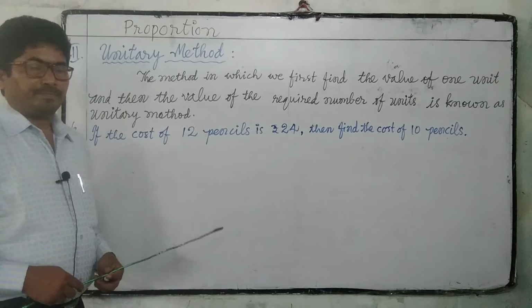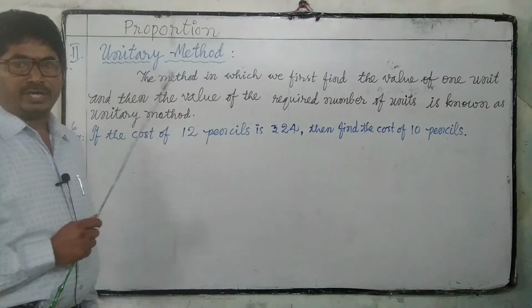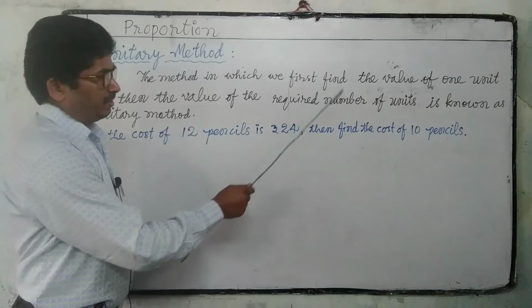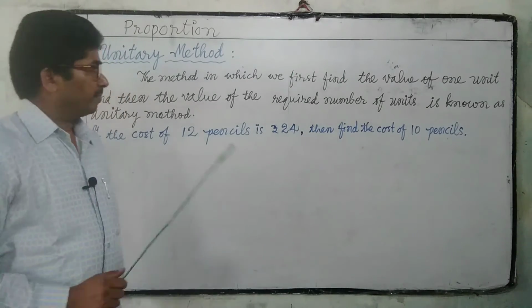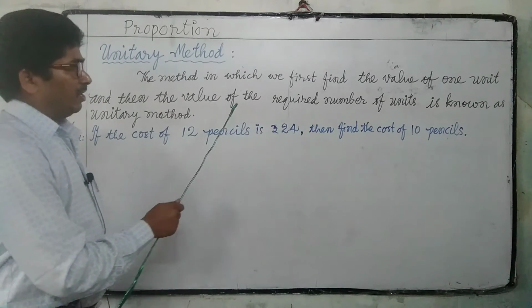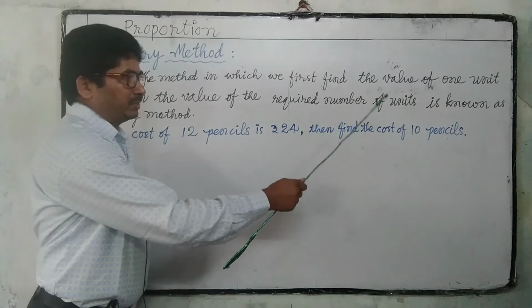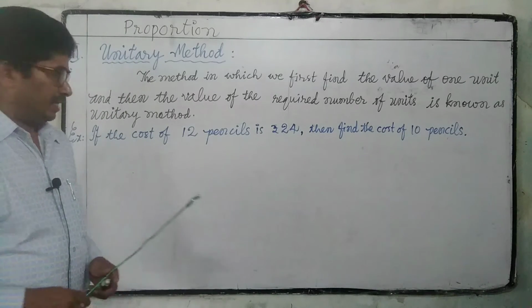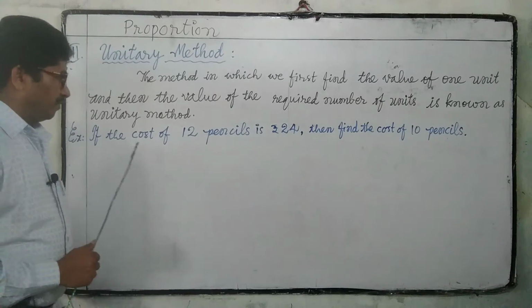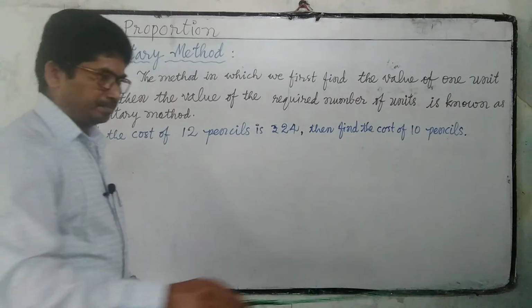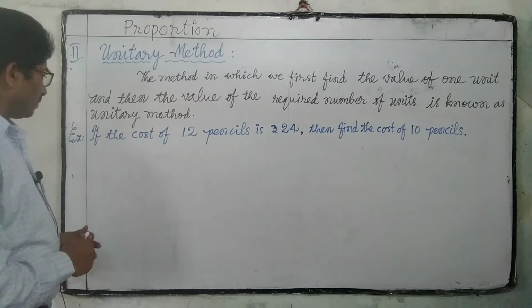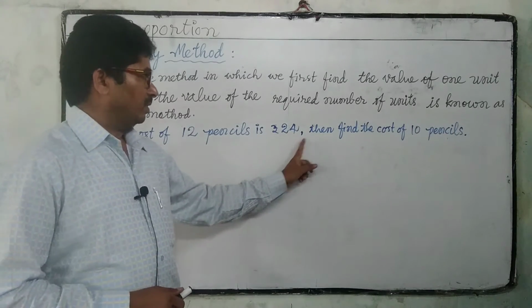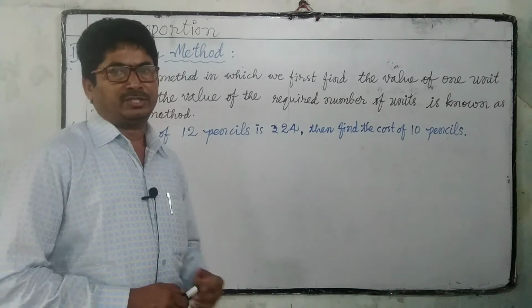Unitary method. What is a unitary method? The method in which we first find the value of one unit and then the value of the required number of units is known as unitary method. Let us observe an example. If the cost of 12 pencils is 24 rupees, then find the cost of 10 pencils.